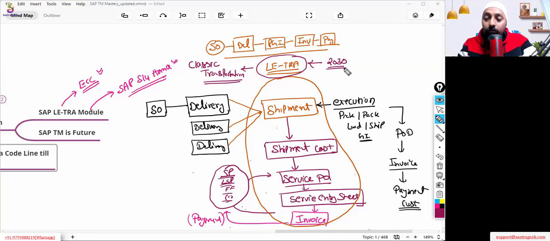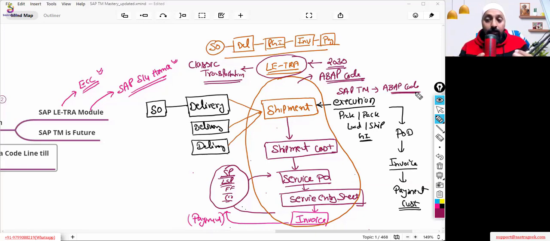After 2030, there would be only TM. So you need to go for embedded TM. Now make a note of it. Everybody make a note of it. This LE-TRA is a separate ABAP code, and SAP TM is a totally separate ABAP code or object. They don't share any common coding principle. They are two separate products, and separate sets of code have been created.